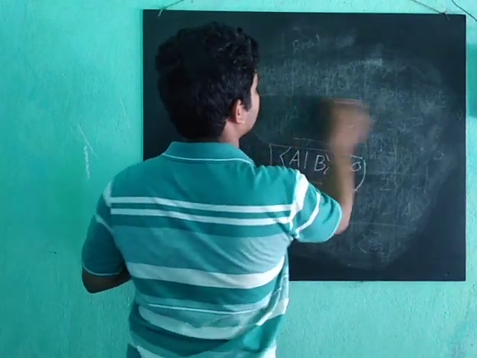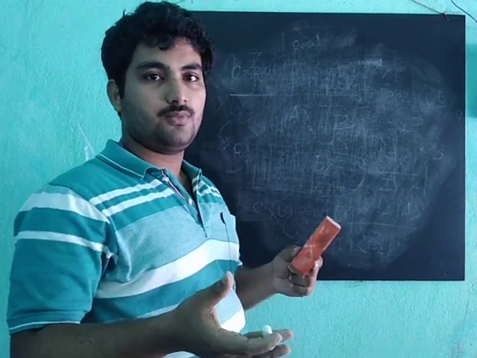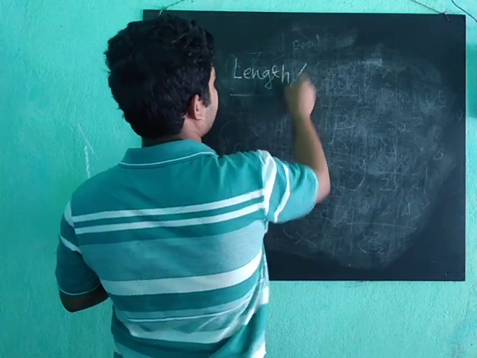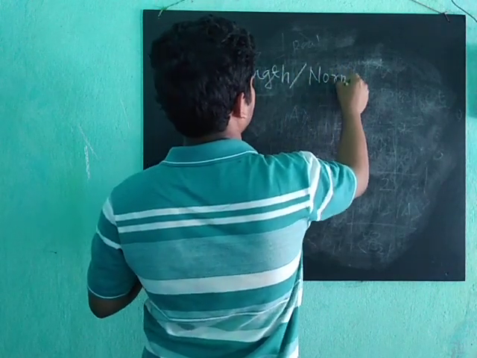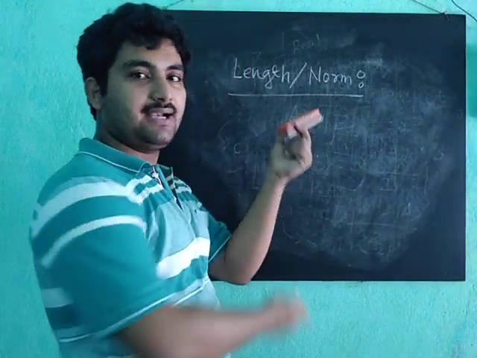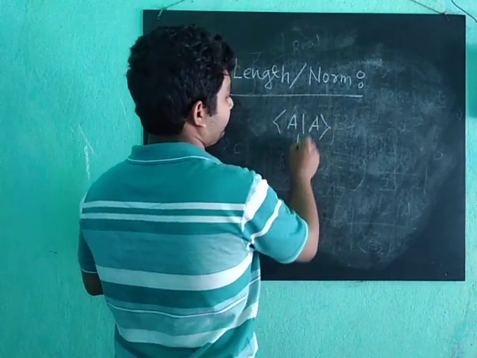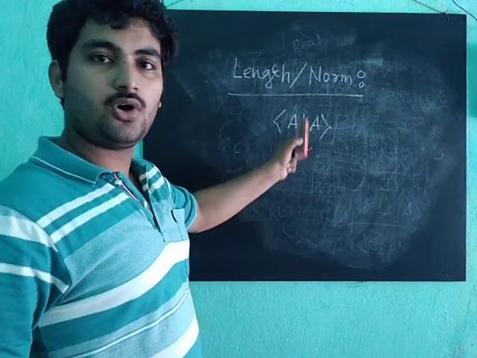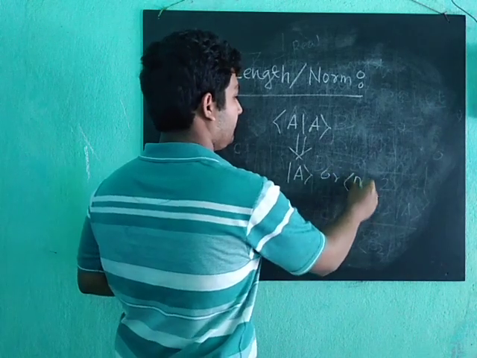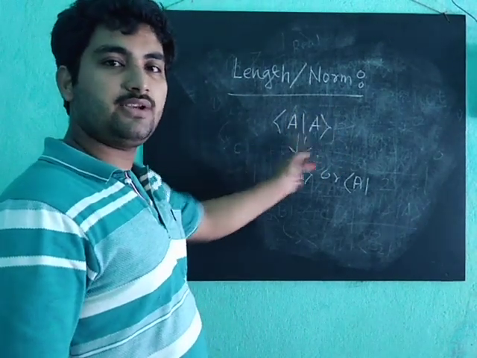Now, the second definition is the length or norm of a vector. The length or norm of a vector is defined by this, the length or norm of a vector A or B. This is the definition of length or norm.